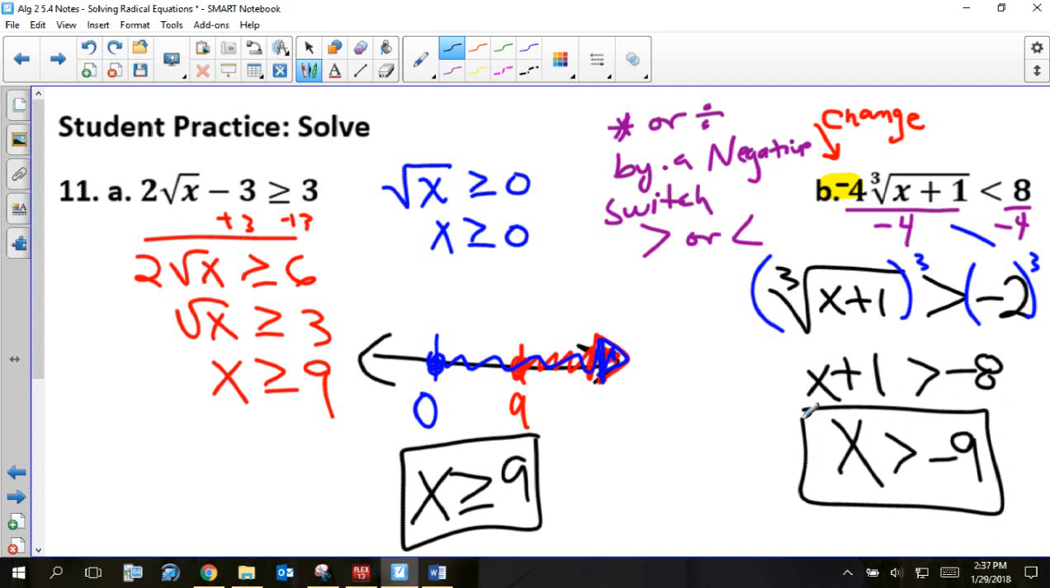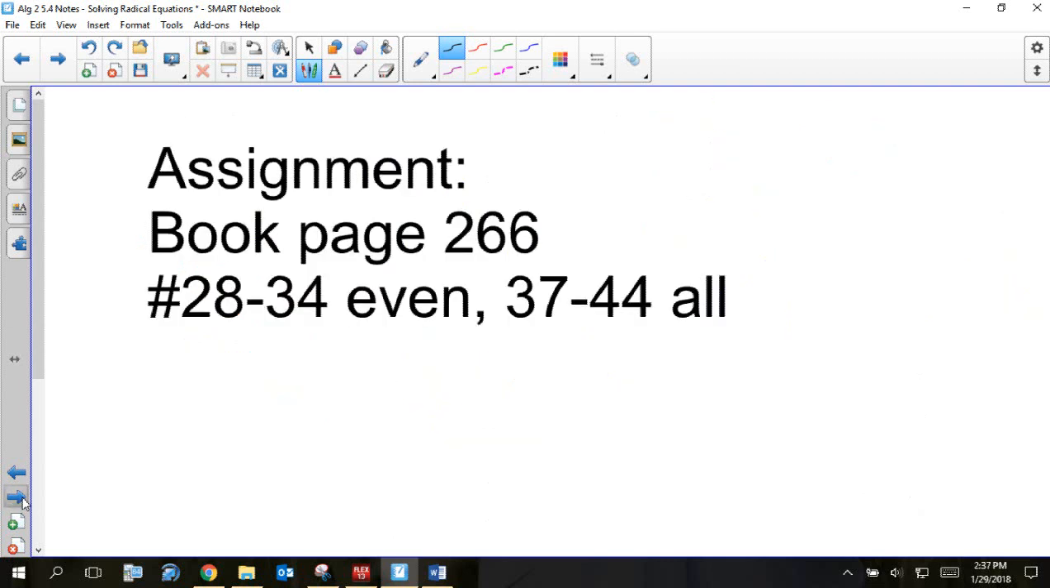So just pay attention to those rules. If it's a square root, you need the second piece. If you're dividing by a negative, you've got to switch the sign or you're going to get the wrong answer. There is our assignment. It is in the book.